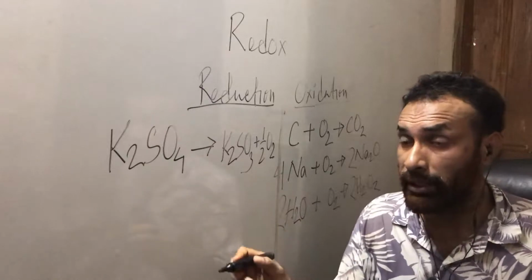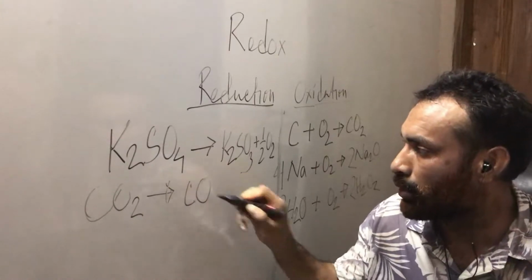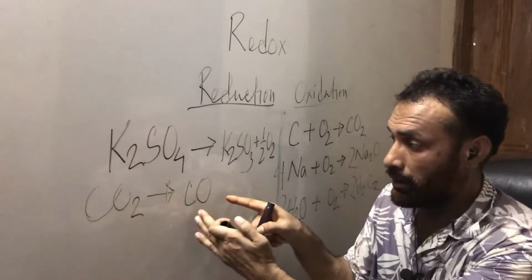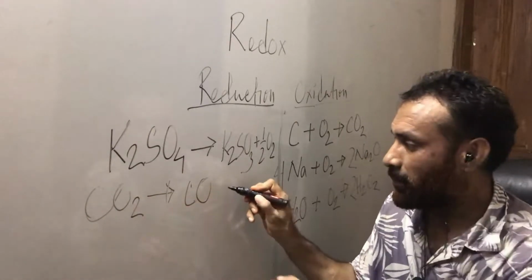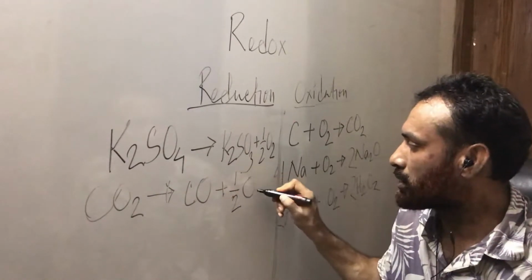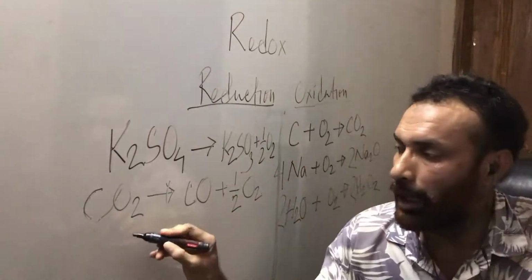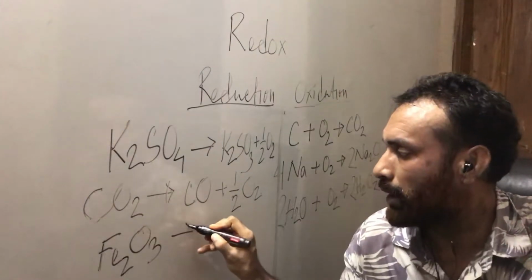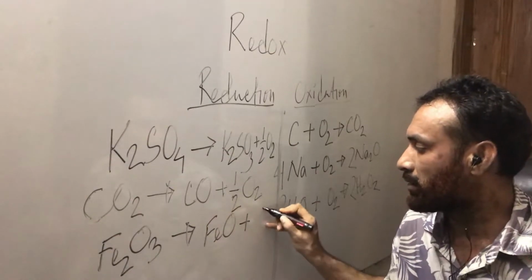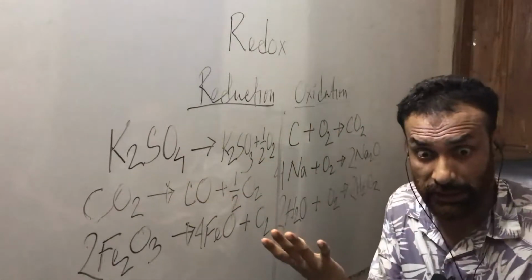I write some more examples. Here carbon dioxide reacts to give carbon monoxide. In carbon dioxide you have 2 oxygen, and in carbon monoxide you have 1 oxygen. This happens when the carbon dioxide loses oxygen. I will give another example here. When iron(III) oxide reacts, you get iron(II) oxide, and this also loses oxygen. Compare these two reactions, oxidation and reduction, and you clearly understand the differences.